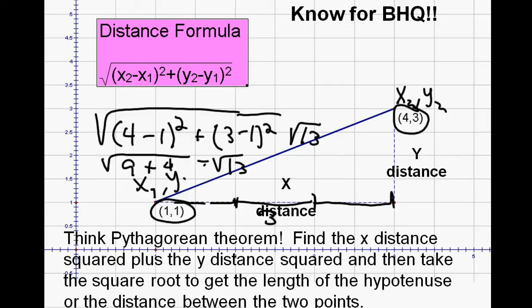And then the y distance, if I look at the scale, that is 1 unit and that is another unit. So that's a total of 2 units. And then if I use the Pythagorean theorem here, 3 squared plus 2 squared, and then take the square root of that, that gets me the length of the blue line. So notice both ways give you the same answer. So you can also use the Pythagorean theorem to help you finish up this formula.